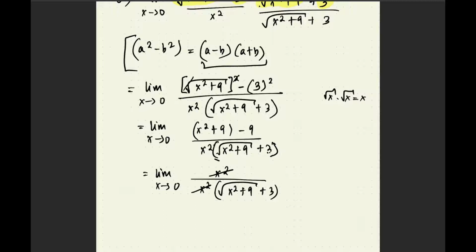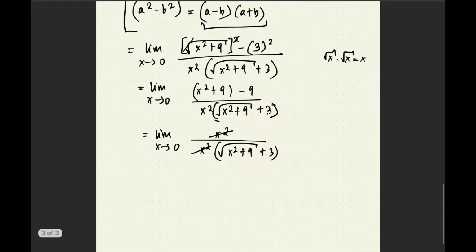That's why you always want to leave the other part of it as is, in case there is a chance of some cancellation that could happen, right? So this just simplifies the original function to 1 over under root x squared plus 9 plus 3.